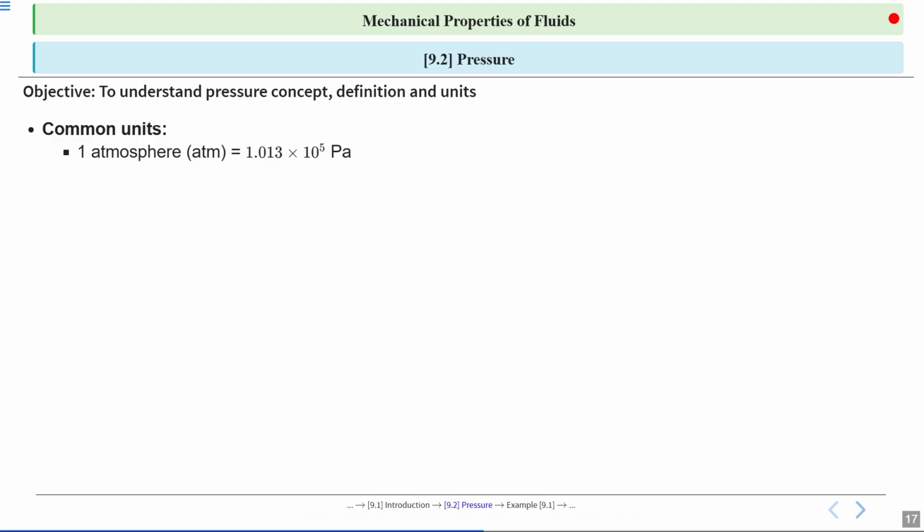This is a standard unit of pressure. Next, we have the bar. 1 bar is equal to 10 raised to the power 5 pascals. This unit is commonly used in meteorology and engineering. It's slightly less than an atmosphere, making it a convenient unit for many practical applications. And last is torr. 1 torr is equal to 133 pascals. This unit is named after Torricelli, an Italian physicist.